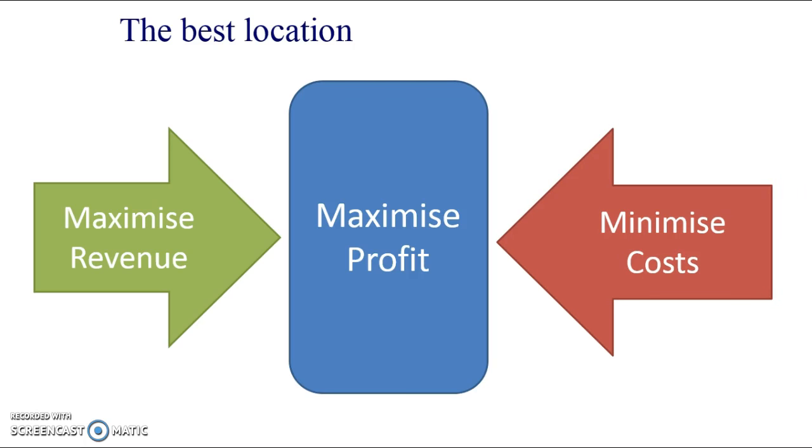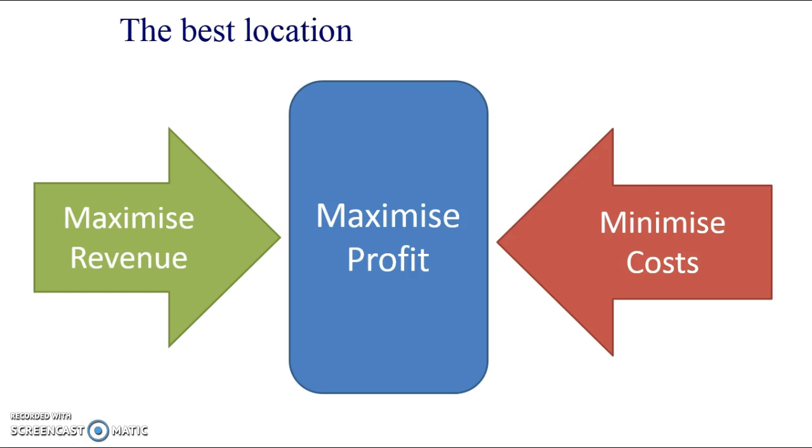The other side to maximising profit is minimising costs. So we want to think about where your rent's going to be cheapest, where your wages are going to be cheapest, where your utility bills are going to be cheapest, where there are subsidies or grants given from the government, because that can reduce your costs as well.